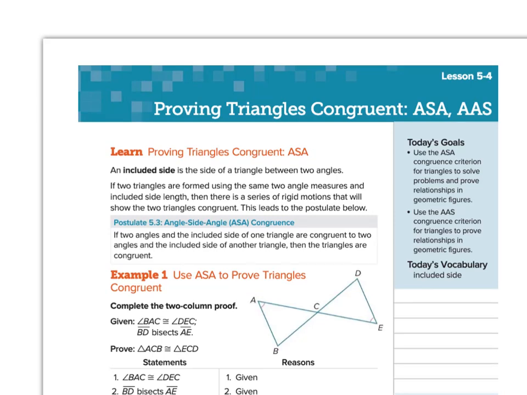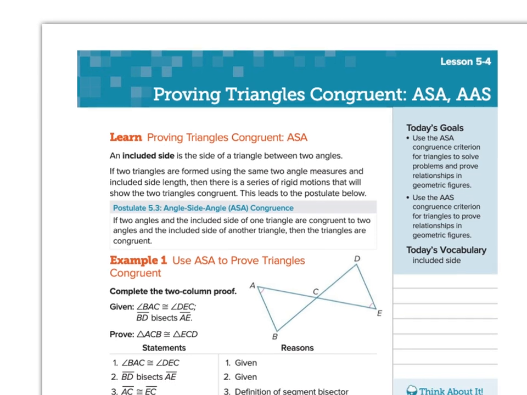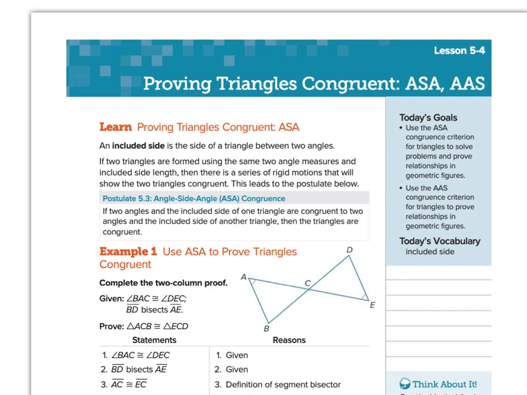Okay, so the remaining three methods to determine if triangles are congruent will be angle, side, angle; angle, angle, side; and then we're going to talk about hypotenuse, leg, which deals specifically with right triangles. But these five will encompass the ways that we can tell if triangles are congruent.